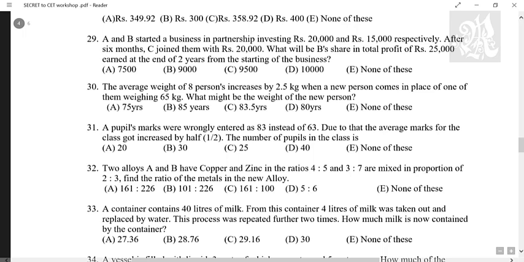So let's say for example 30th one. Let's talk about averages. Average weight of 8 people increased by 2.5 and a new person comes in a place of one of them weighing 65. Okay, now it's a replacement problem.